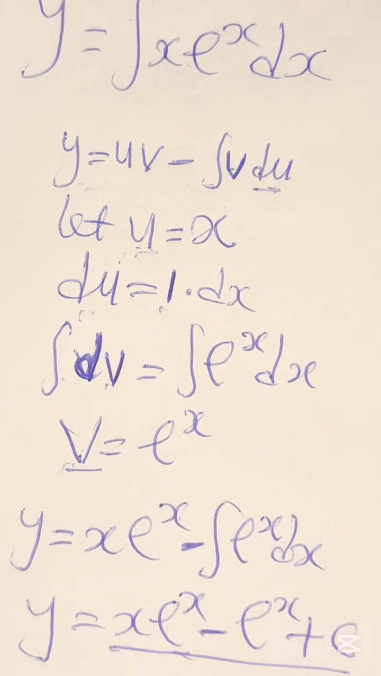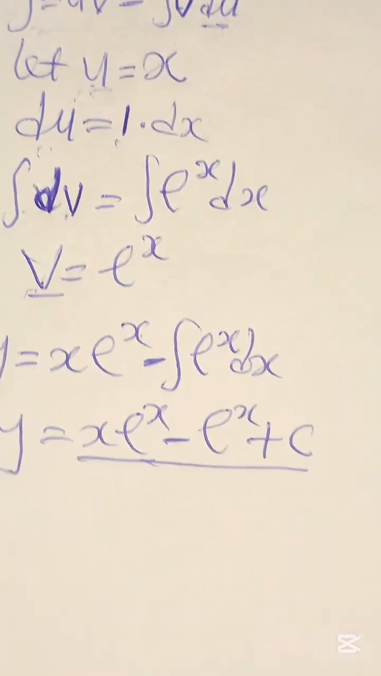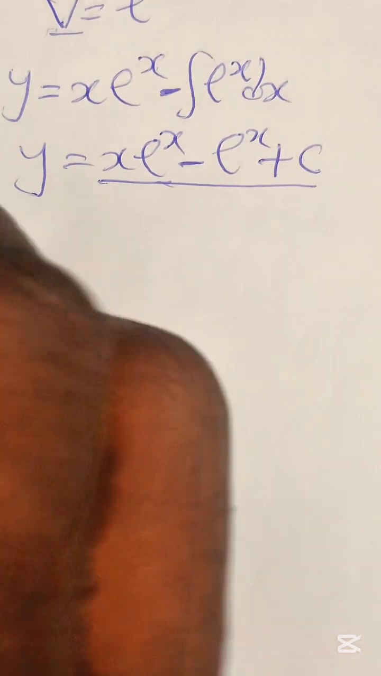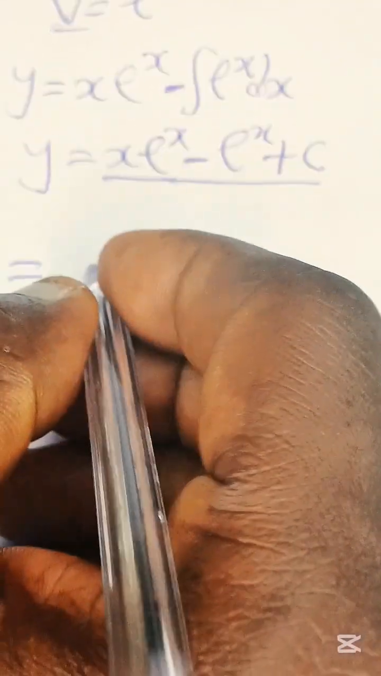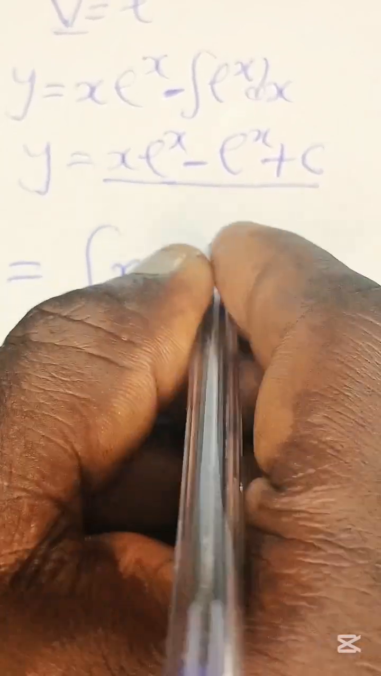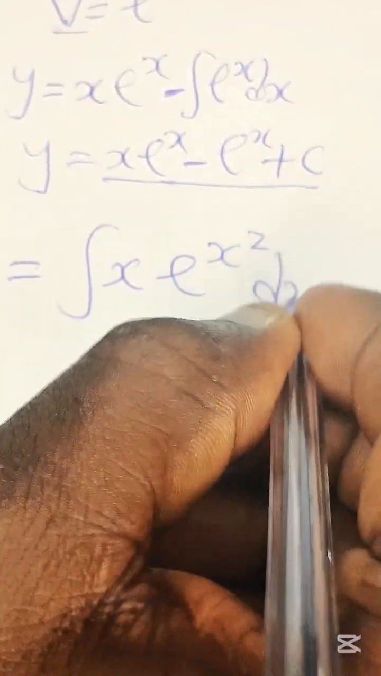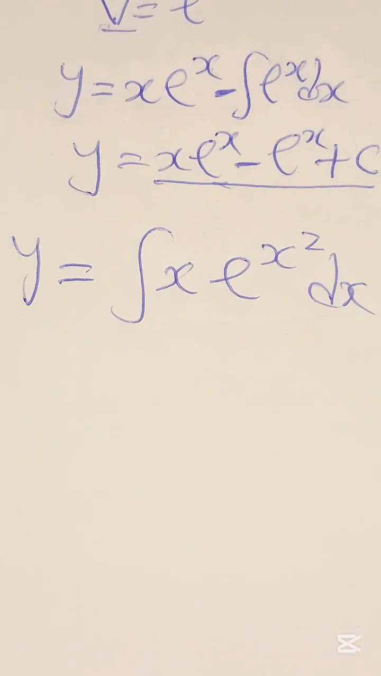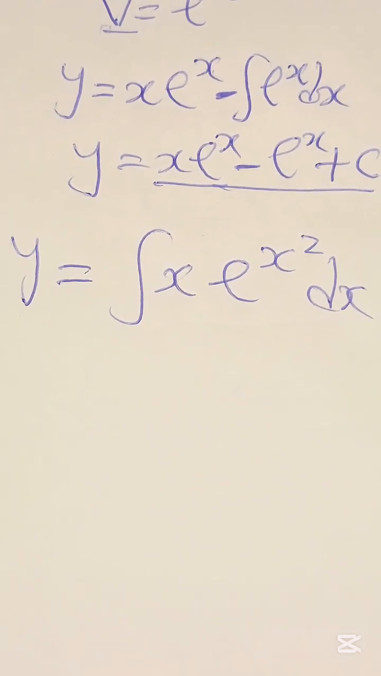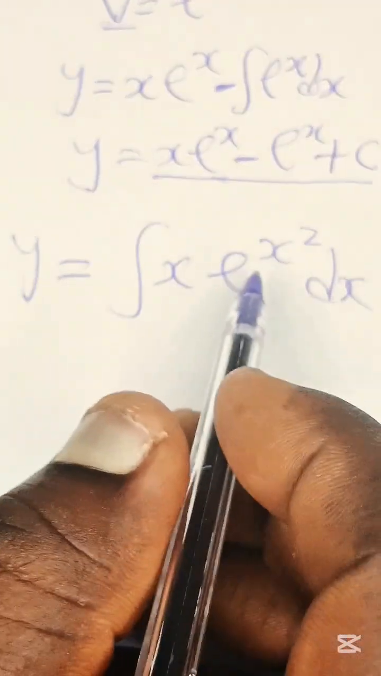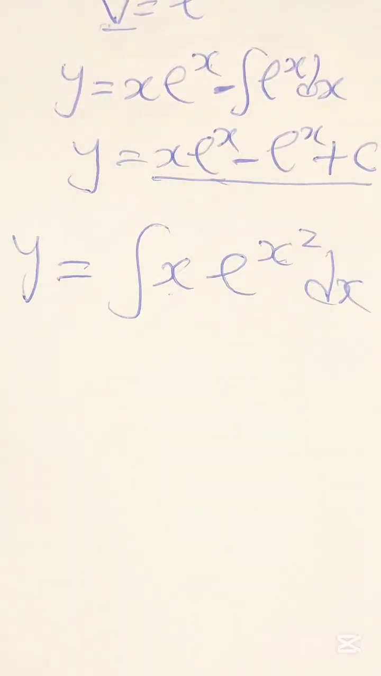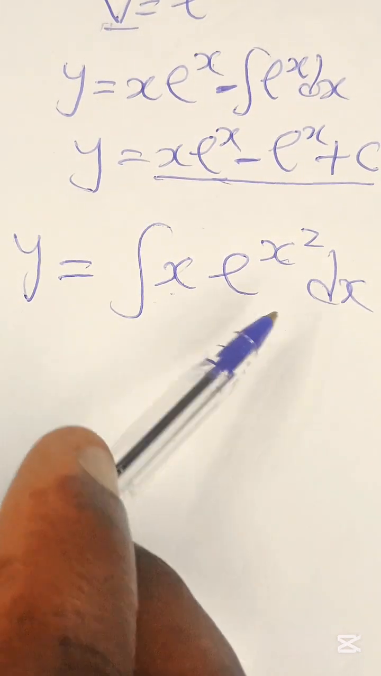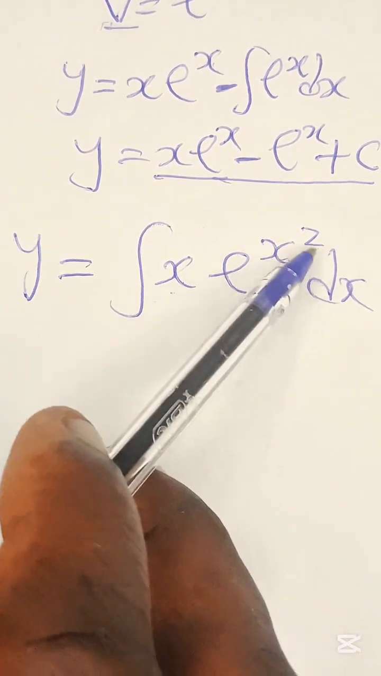If you are given a question on integration by substitution, y is equal to integral x e^(x squared) dx, they are different. In the first question, we have x e^x, that is integration by parts. But here you have x e^(x squared). This is integration by substitution. Why? Because this is x squared and this is x.